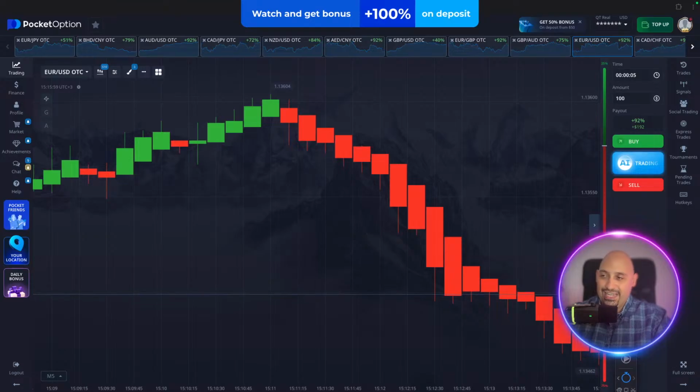I do understand it's more complicated, and perhaps not a lot of you have been using the Heiken Ashi. Very much understandable.